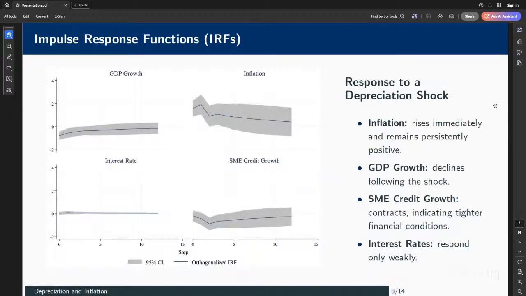So we are moving to impulse response function. This is one of the most important slides in my presentation. The impulse response function shows what happens after a depreciation shock. You can think of this as asking, if the economy experiences a depreciation shock today, how do inflation and GDP growth, interest rates, and SME credit respond over time? The results are very intuitive. Inflation rises immediately and remains persistently positive, as you can see. GDP growth declines following the shock. SME credit growth contracts, suggesting tighter financial conditions. And interest rates respond only very weakly. So overall, the evidence suggests that depreciation was mainly inflationary and contractionary in the context of Sri Lanka.